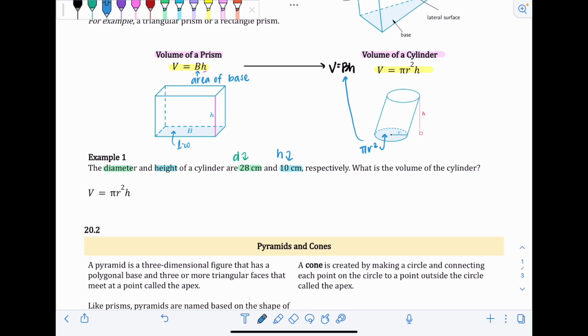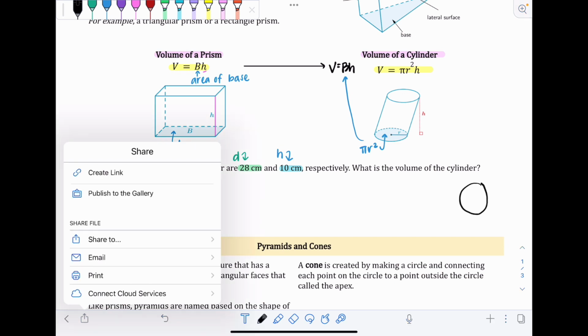Okay, so to find the volume of the cylinder, pi is a number. It's not going to be a variable ever. It's just something we leave there. We need the radius and we need the height. So we have the height, but we are given the diameter. So to get the radius from the diameter, we have to take the diameter and divide it by 2.